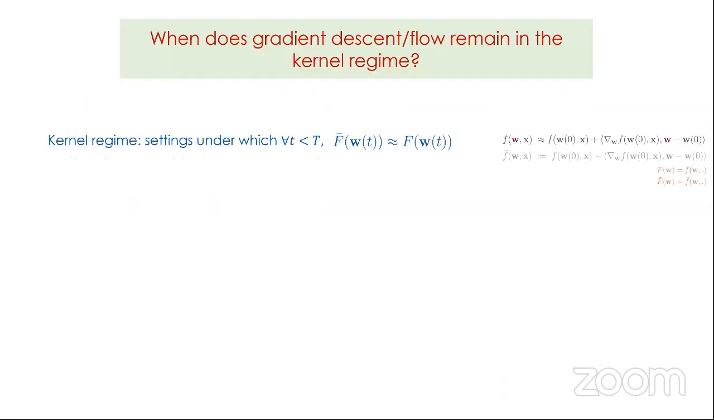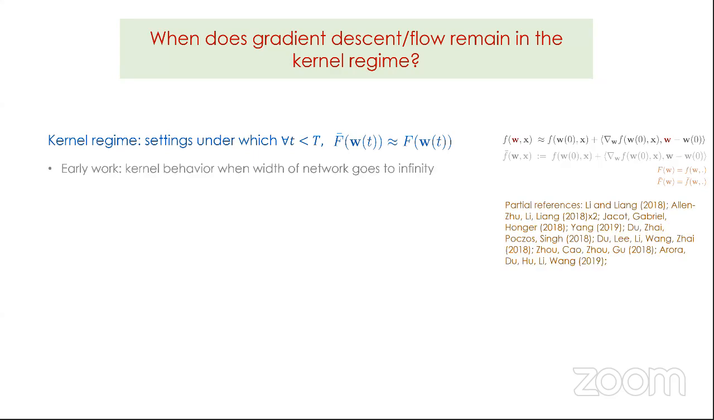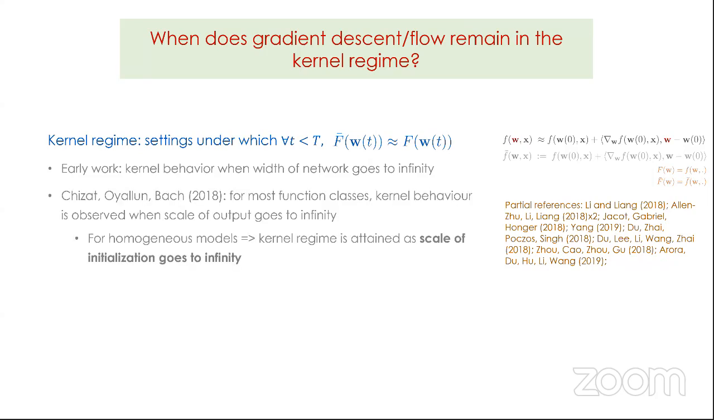Right. So the question is, when does gradient descent or gradient flow, which is an infinitesimal step size version of gradient descent, remain in the kernel regime? Some of the early work, which in just 2 years has generated a lot of literature, essentially established this kind of kernel behavior when you take very large neural networks, essentially neural networks with width going to infinity. But a follow-up work took a step back and showed that for most nice, continuously differentiable function classes, the kernel behavior is always observed. It doesn't have to be large networks. The kernel behavior is always observed in a certain regime.